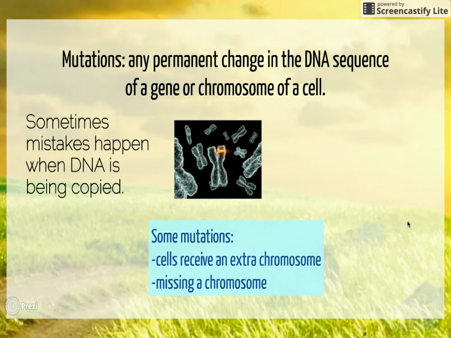Mutations are any permanent change in the DNA sequence of a gene or chromosome of a cell. Sometimes mistakes happen when DNA is being copied. Some mutations occur when cells receive an extra chromosome. An example of this is Down syndrome. Another example of a mutation is when they're missing a chromosome.